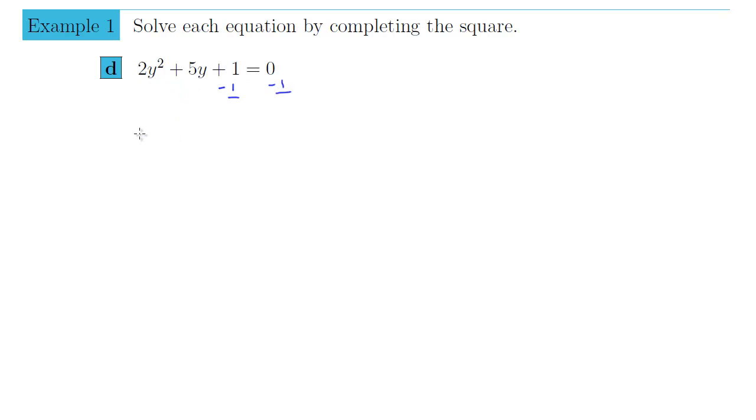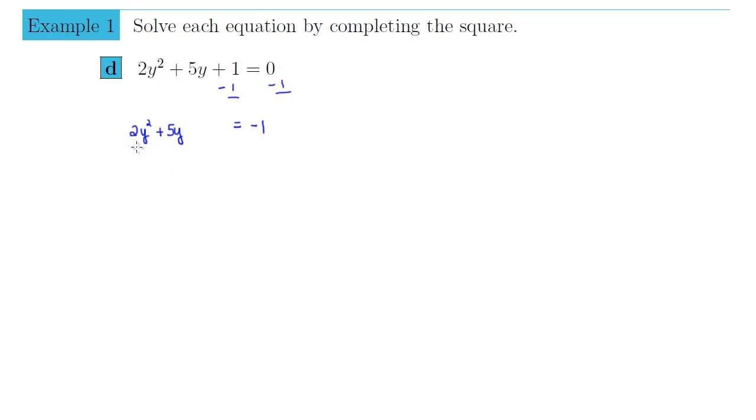That's going to give us on the left 2y squared plus 5y, and on the right equals 0 minus 1, which is simply negative 1. We now have our two variable terms alone on the left.